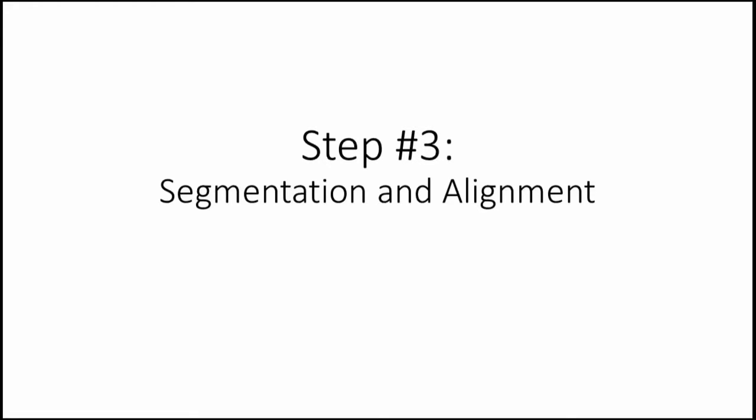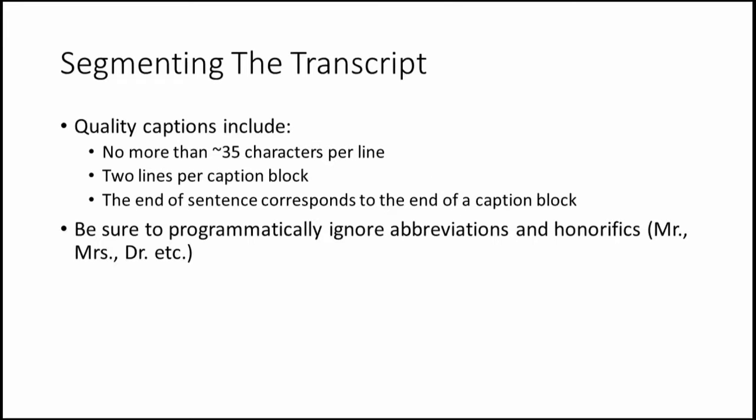The next step in the process is to segment the transcript so that the sentences are broken into caption-ready chunks. In keeping with best practices in captioning, we are interested in creating caption blocks that do not exceed 35 characters per line. We also want to have caption blocks that have 2 consecutive lines, when possible, which can help reduce the frame rate of the captions and make them easier to read. Finally, we also want the end of the sentences always to appear at the end of a caption block.